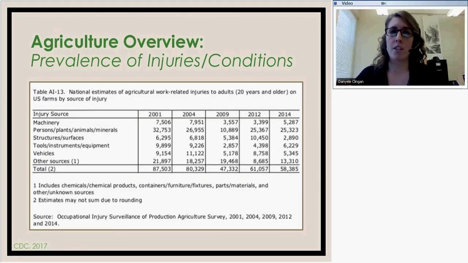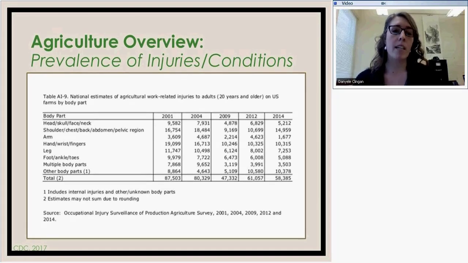The next few slides demonstrate the prevalence of injuries or conditions and how and where these injuries are happening for farmers, to give a good idea of how we can prevent some future injuries. This first slide talks about the injury source. We're going to specifically look at the statistics from 2014. The highest injury source is due to persons, plants, animals, or some sort of minerals. That's followed by other types of sources, which could be chemicals, parts or minerals, or just unknown sources.